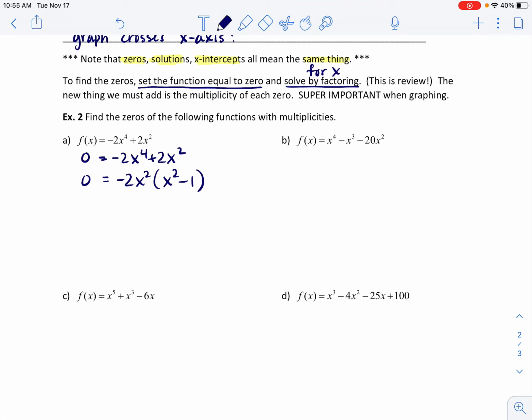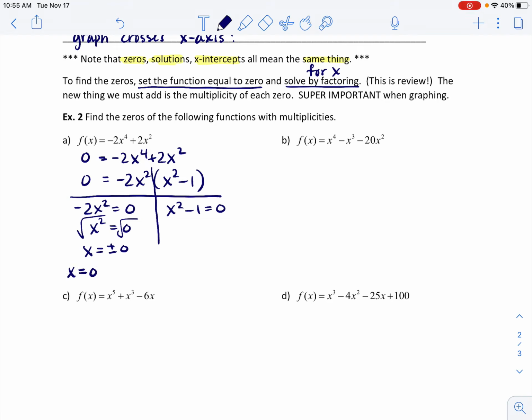Okay? And then I can set each of those factors equal to 0. So check this out. On the first one, I'm going to have negative 2x squared equals 0. Here I'm going to have x squared minus 1 equals 0. So on this one, I can divide both sides by negative 2, giving me x squared equals 0. But if I take the square root of both sides, I'm going to get x equals, now technically it should say plus or minus 0, but that really doesn't make any sense because 0 is a neutral number. So we're going to say x equals just a plain old 0.